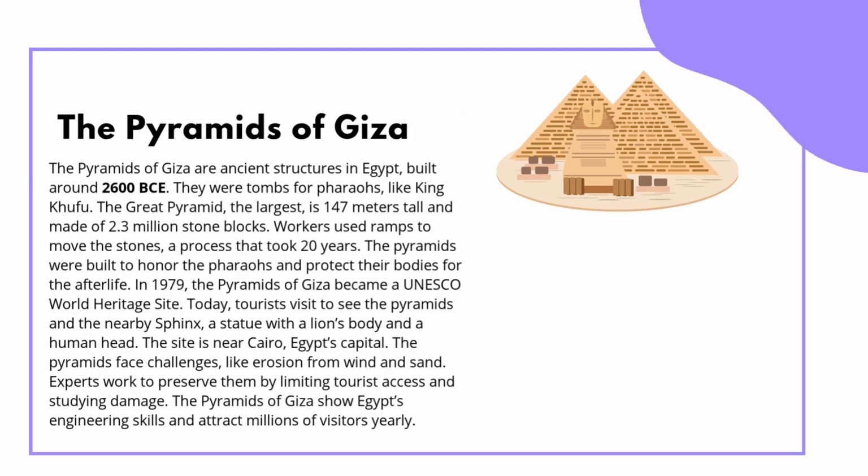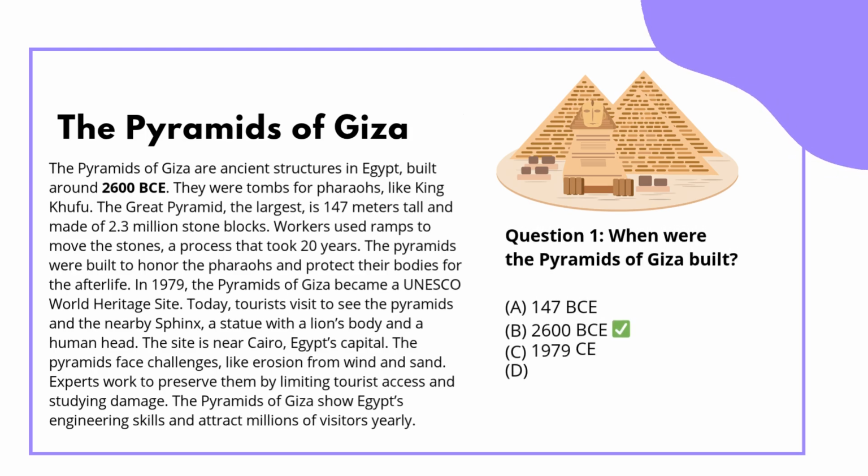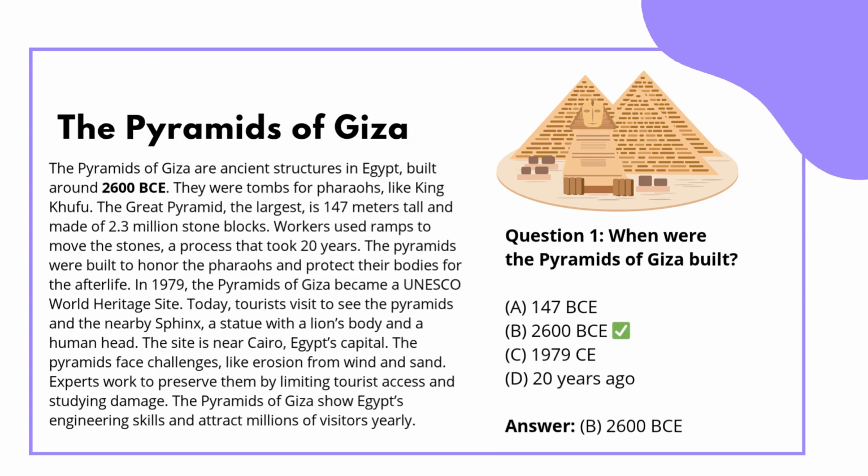Now, for the question. Question 1. When were the Pyramids of Giza built? The keyword here is built. If you scan for built, and then for a date around it, you'll quickly find built around 2600 BCE. Near the beginning of the passage. So, the answer is B, 2600 BCE.